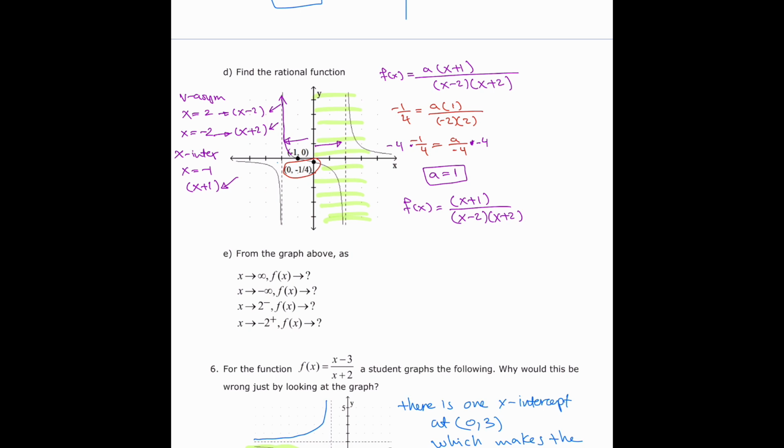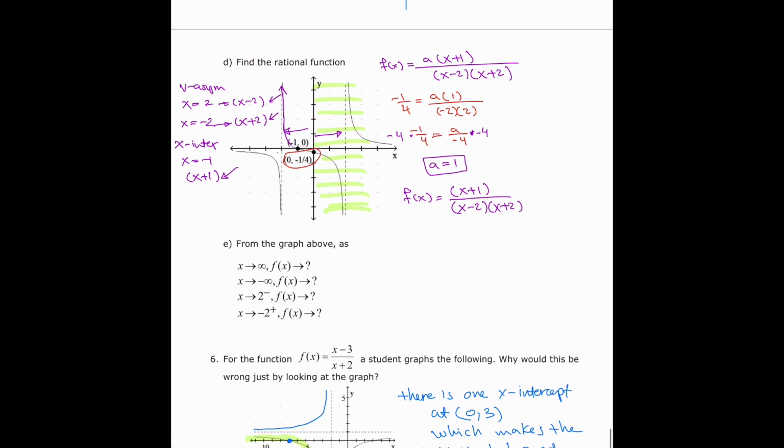Now into the behavior. When x goes to positive infinity, notice how the graph approaches 0, but it never touches 0. When x goes to negative infinity, the graph again approaches 0, but it never touches 0. When the graph approaches the asymptote x equals 2 from the left, notice how the graph goes up, so it increases without bound. And when we approach the asymptote x equals negative 2 from the right, the graph goes up, so it increases without bound as well.